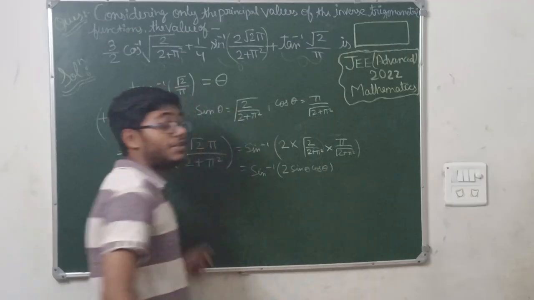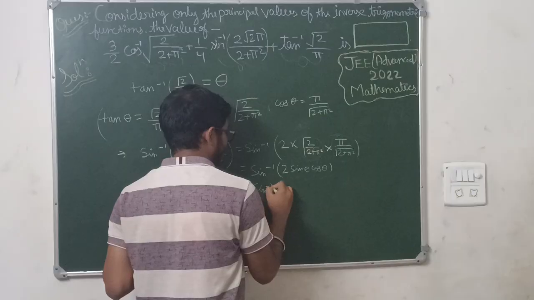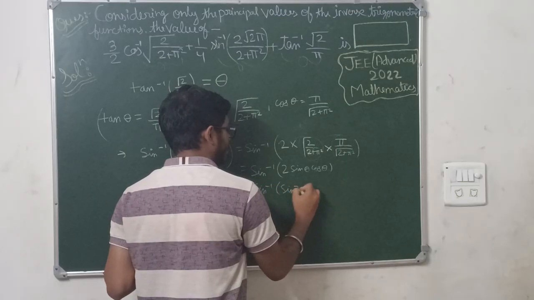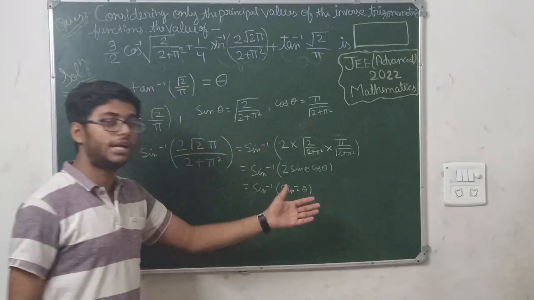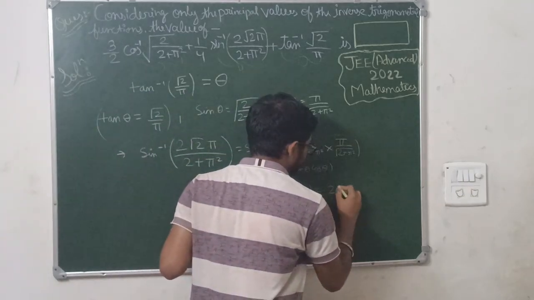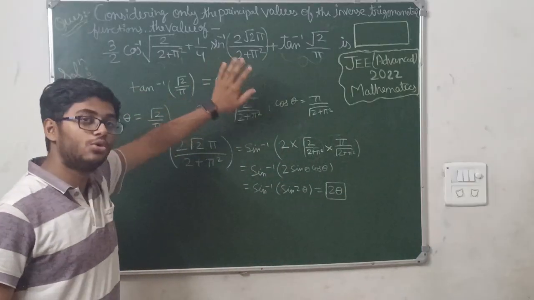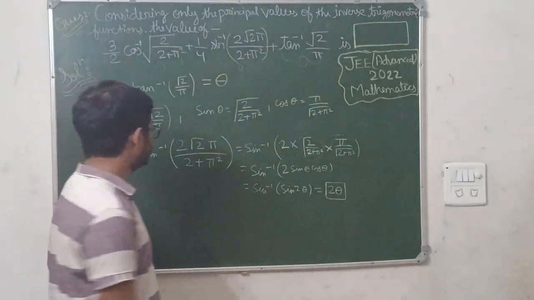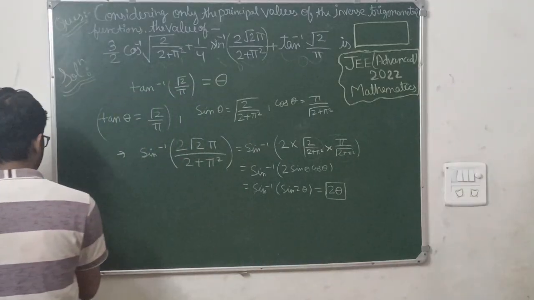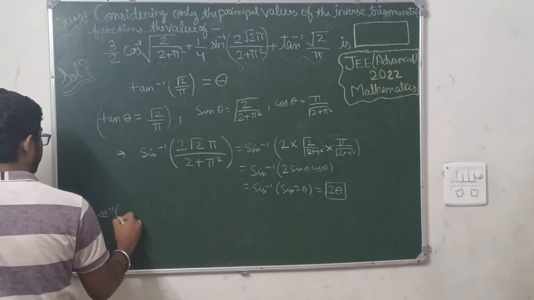Do you remember the formula of sin 2 theta? It simplifies to sin inverse sin 2 theta. Assuming that this is in its principal range, we can simply write it as 2 theta. This thing is nothing but 2 theta. Now one more thing here: it is 3 by 2 cos inverse sin theta.